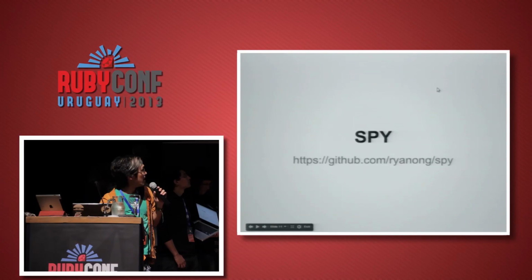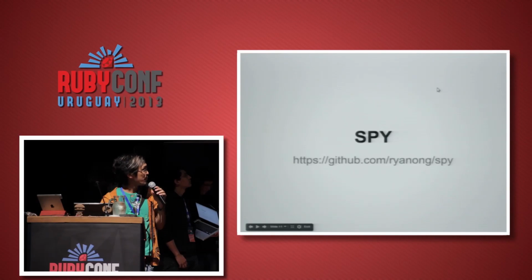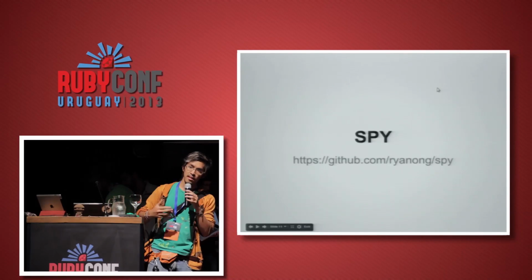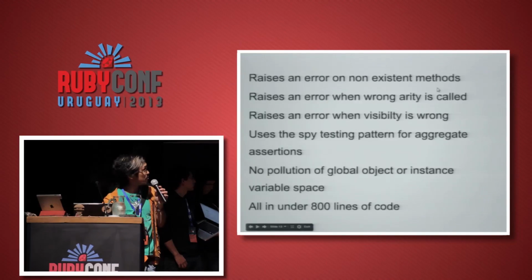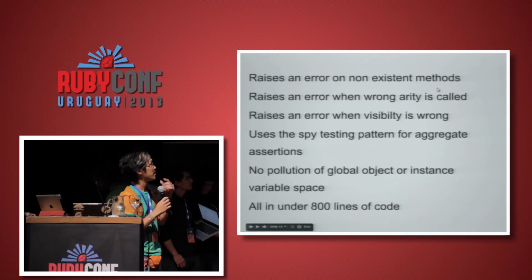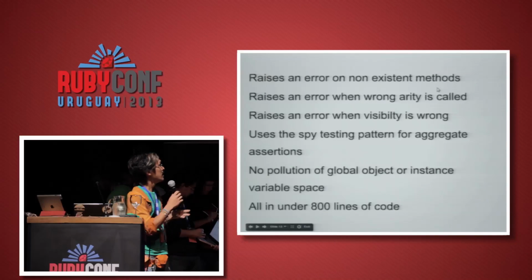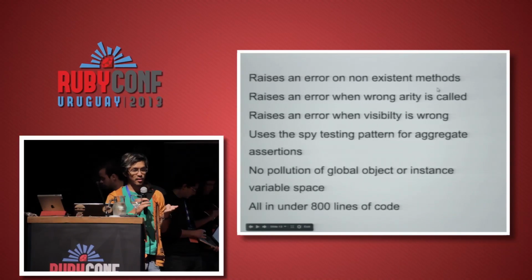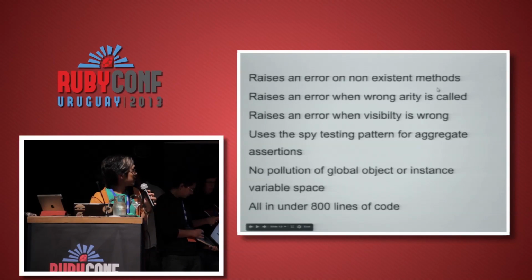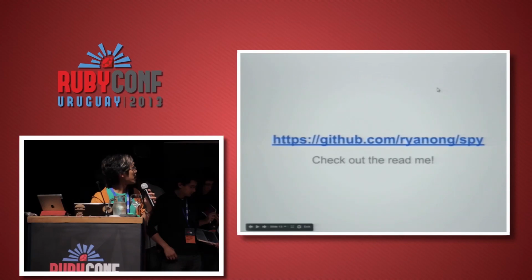So the solution is that I made Spy. Spy is a mocking framework that's based off the Jasmine testing suite at Pivotal Labs because I worked there and loved it. And it basically solves all these issues. It raises errors, it checks arity, visibility. It uses a Spy testing pattern, so your expectations and setup are separate. And it only uses 800 lines of code. And there's also no global pollution of objects or instance variables.